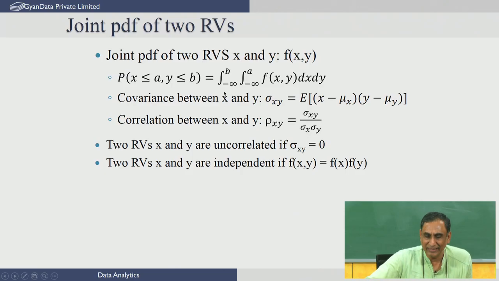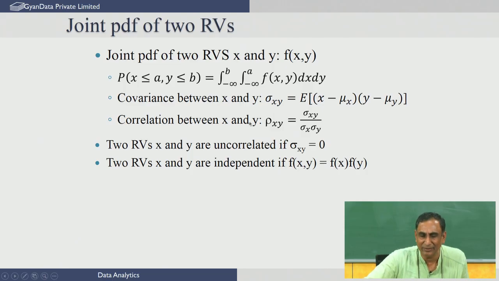Now when there are 2 variables, other than the variance of x and y, which are denoted as sigma squared x and sigma squared y, you can also define what is called the covariance between x and y. This is defined as the expectation of x minus mu x, mu being the mean or expectation of x, multiplied by y minus the expectation of y, which is denoted by mu y. The expectation of this product function is defined as the covariance between x and y and denoted by the symbol sigma xy.